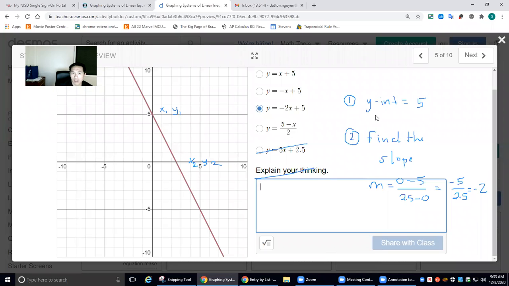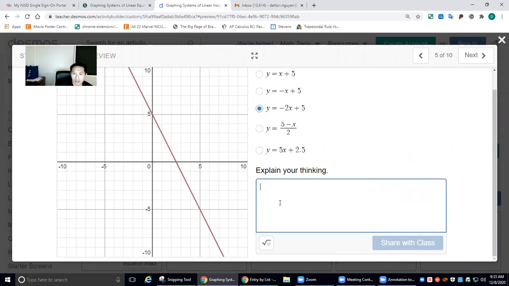So I'm going to go ahead and clear my drawings for a moment. And it says explain your thinking. So here you type out what you think is your method of solving this. So number one, what did we do? We found the y-intercept. Number two, we found the slope, right? Okay.